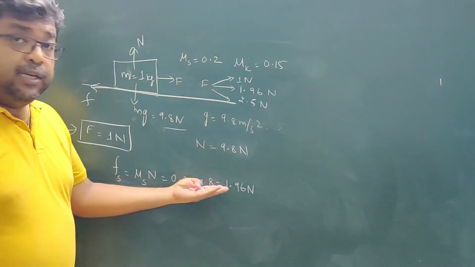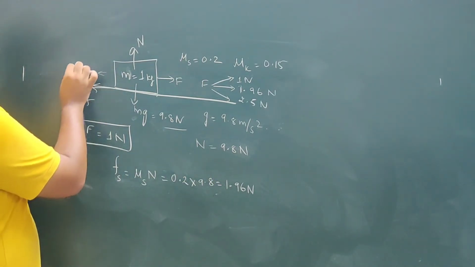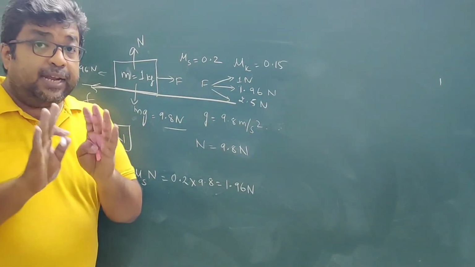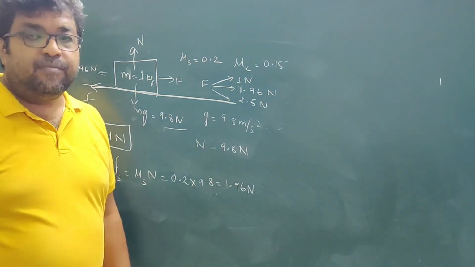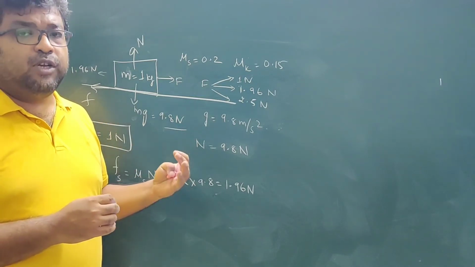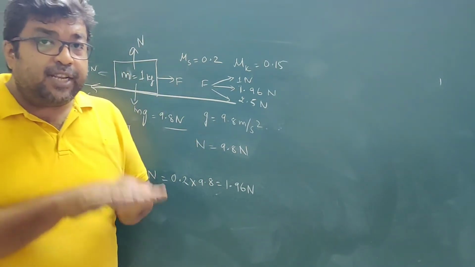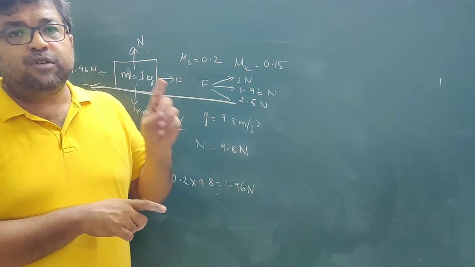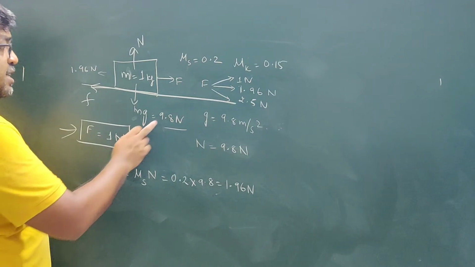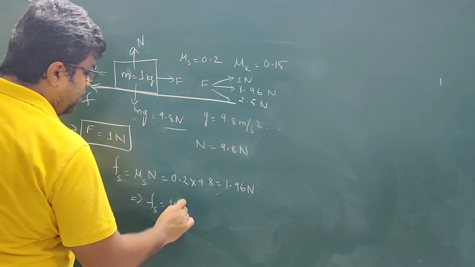Correct? Now, as you can see, in this direction there is a force of 1.96 Newton, and the applied force is 1 Newton. That does not mean it will move in this direction. It only means that the applied force is not sufficient to move this block. Remember, this friction is a self-adjusting force. Under static condition, the static friction value is always equal to the applied force. So here, since the applied force is less than the limiting value, the static friction value will be equal to 1 Newton.